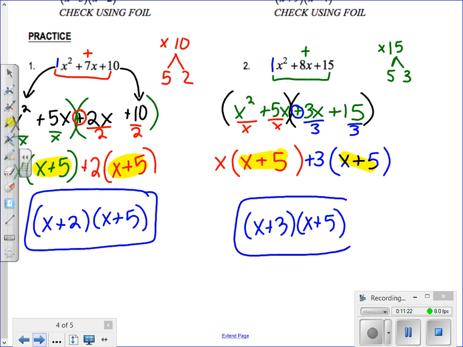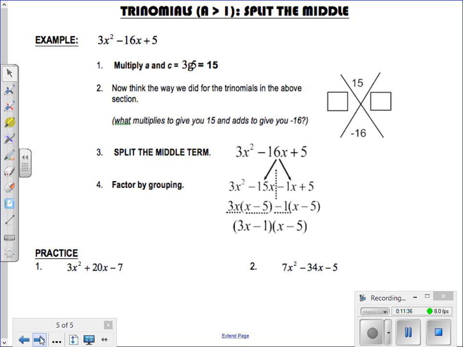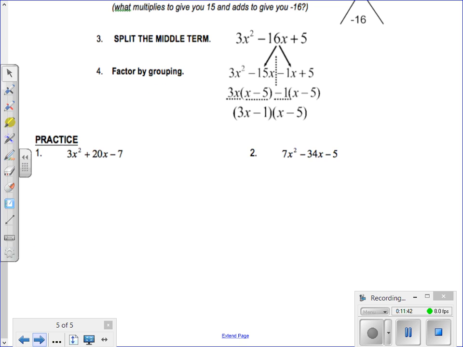All right, there is more split the middle practice on this page with trinomials for a equals 1. We're going to go on to the next couple problems I'm going to do for you, which is split the middle, but the first term is not 1. There is an example at the top of the page that you can look at. I'm going to jump down to examples 1 and 2 with the practice.